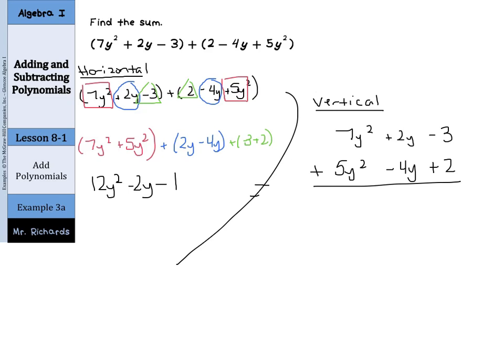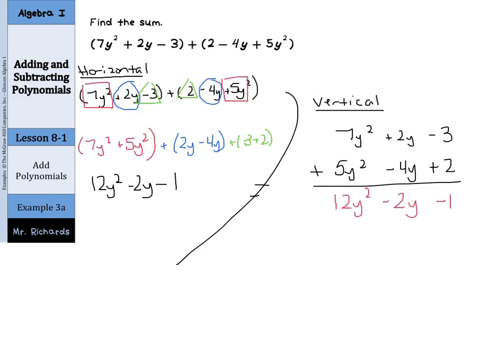And then we solve. Negative 3 plus 2 is negative 1. 2y plus a negative 4y is negative 2y. And 7y squared plus 5y squared is 12y squared. And so now we have 12y squared minus 2y minus 1. Both horizontal and vertical has its advantages. And as long as you can learn how to solve with both, you may have a favorite, but it's good to know both methods.